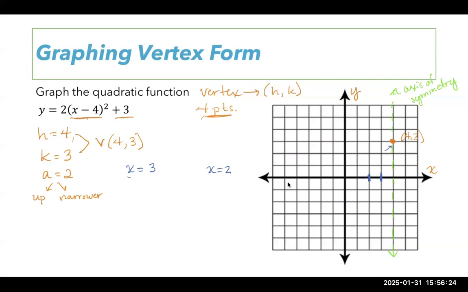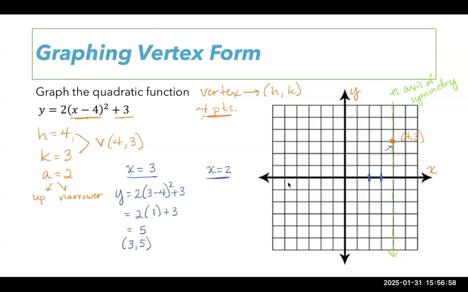So when x equals 3, I'm going to substitute that into my equation. So 3 minus 4, quantity squared, plus 3. So 3 minus 4 is a negative 1. When I square that, I get a positive 1. And then 2 times 1 will be 2, plus 3 is going to give us a 5. So I know one point is the point 3, 5.